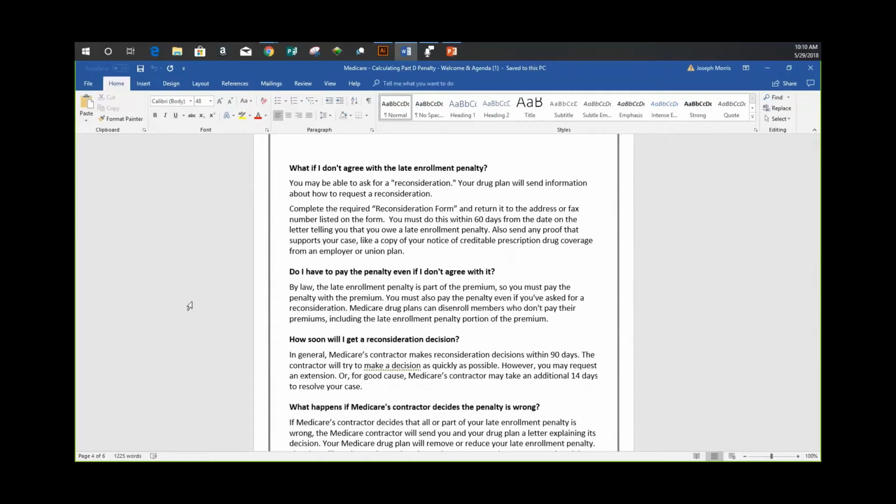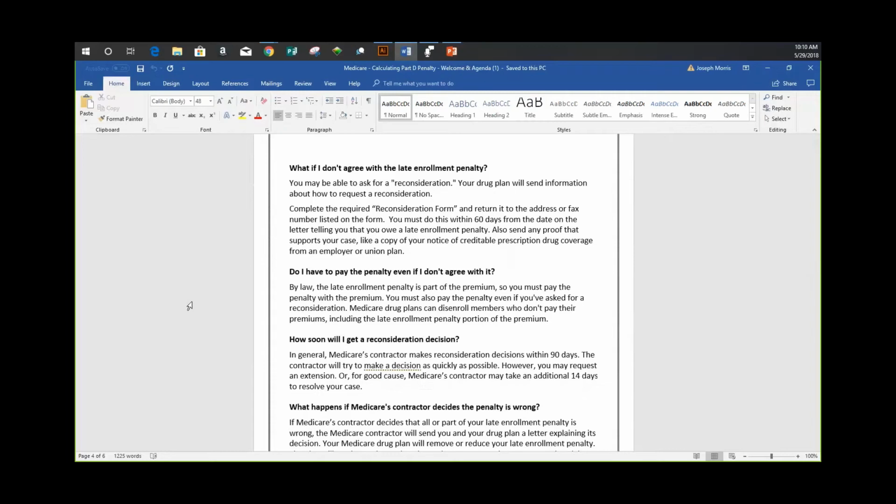Do I have to pay the penalty even if I don't agree with it? By law, the late enrollment penalty is part of the premium, so you must pay the penalty with the premium. You must also pay the penalty even if you ask for reconsideration. Medicare drug plans can disenroll members who don't pay their premium, so always pay them, including the late penalty portion of the premium. Otherwise, you can be automatically disenrolled.